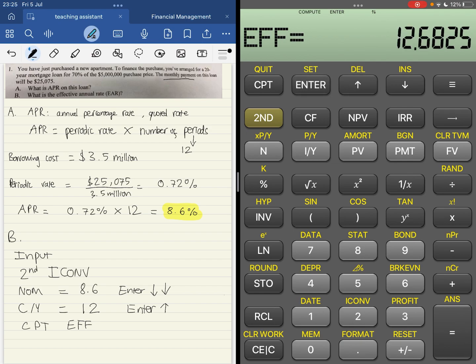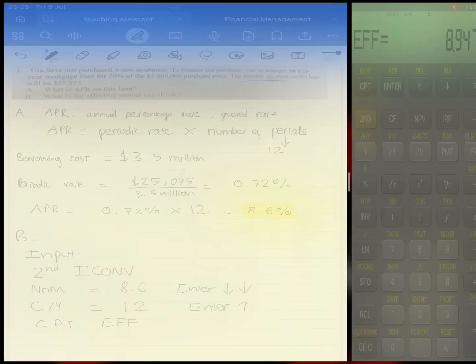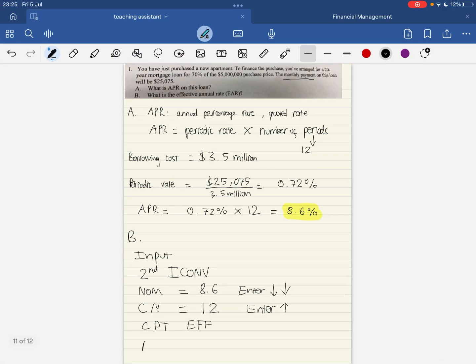Finally, we have to compute the EFF, so we press CPT. The answer is 8.9%, 8.9472%. So the final answer for part B is approximately 8.9%.